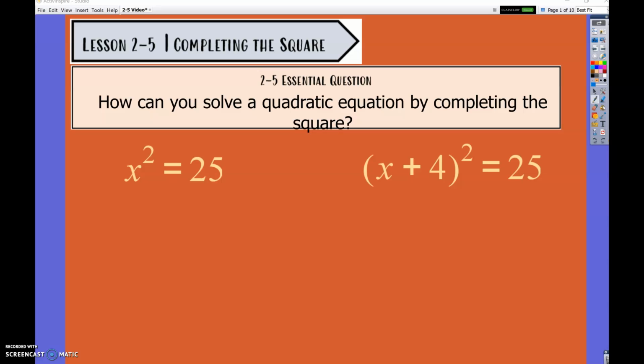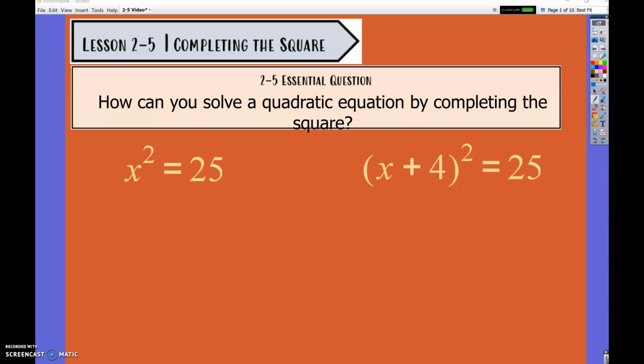In section 2.5, we're going to talk about a method called completing the square. This actually will help you see the vertex form that you were first introduced to in section 2-1. So we're going to ask how you can use a quadratic equation and complete the square to help solve it.